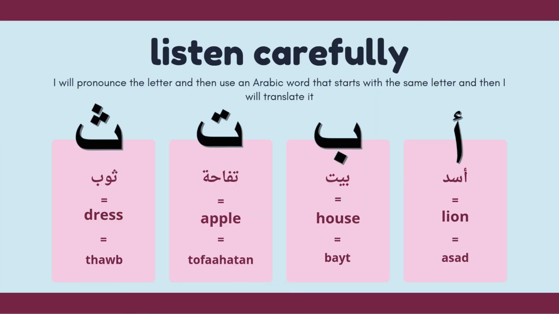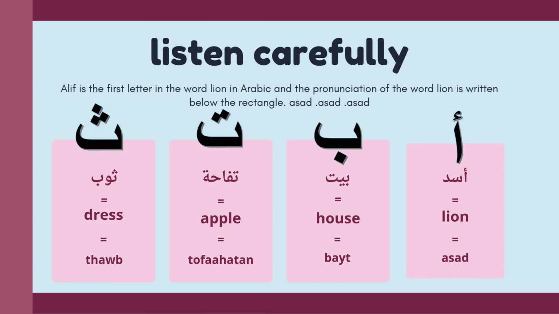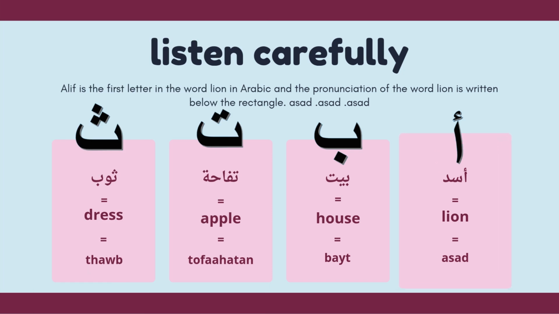I will pronounce the letter and then use an Arabic word that starts with the same letter, and then I will translate it. Alif is the first letter in the word lion in Arabic, and the pronunciation of the word lion is written below the rectangle. Asad, Asad, Asad.